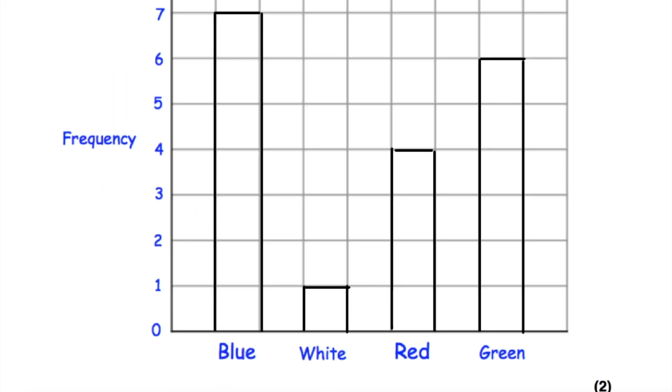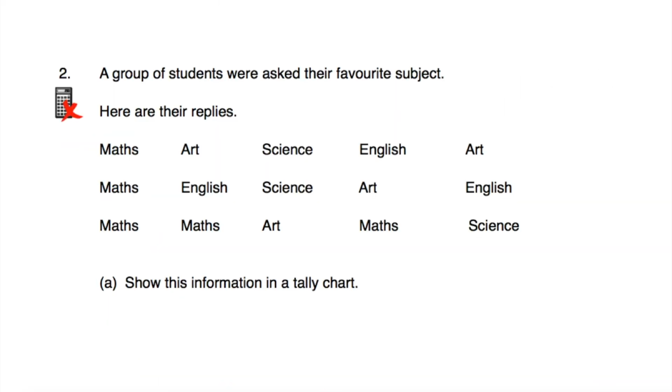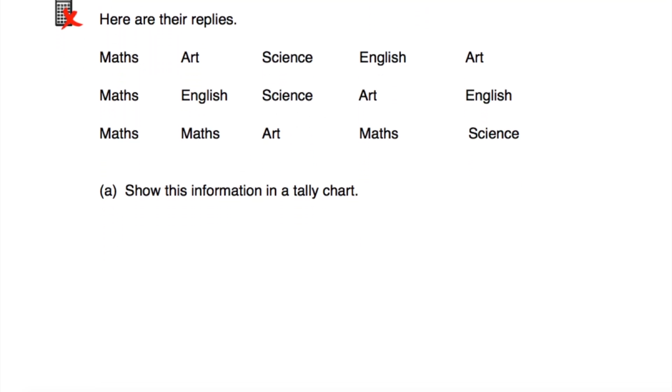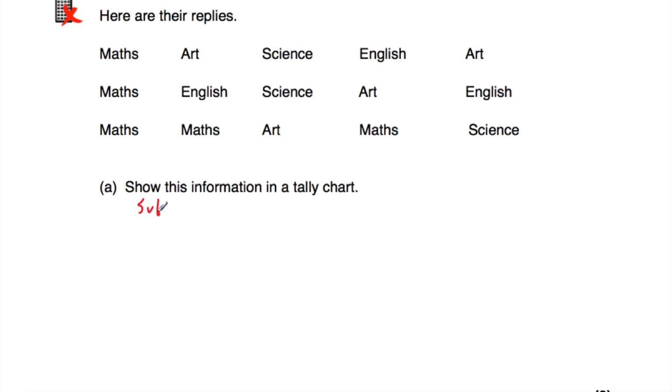Okay, let's look at our next question. Question number 2. It says a group of students were asked their favourite subject, and here are their replies. Maths, art, science, English, art, and so on. And part A says show this information in a tally chart. So I'm going to write subject at the top, and then I'm going to write tally, and then I'm going to write frequency.